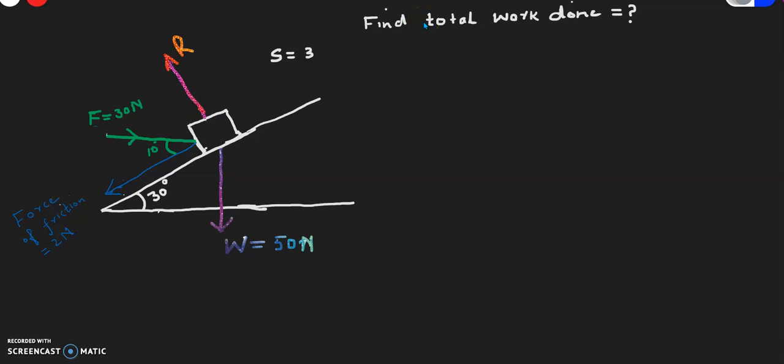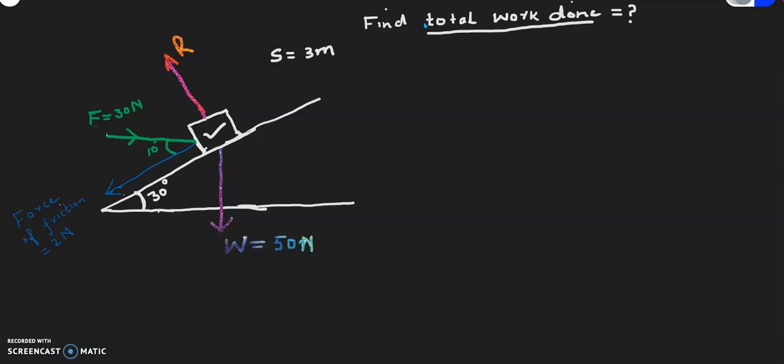Well, in this question, we are asked to find out the total work done by all the forces which are acting on this block. This block is displaced a distance of 3 meters, and it is placed on an inclined plane that is inclined at an angle of 30 degrees with the horizontal. So first of all, we need to find out which forces are acting on this block.